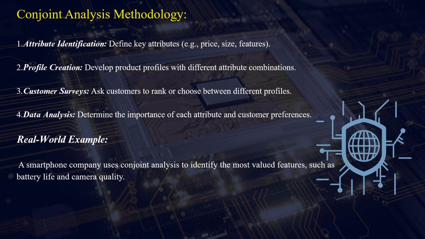For example, a smartphone company might use conjoint analysis to figure out whether customers prioritize battery life, camera quality, or price. The information would then inform their product development and marketing strategies, ensuring they focus on the aspects that matter most to the target audience.